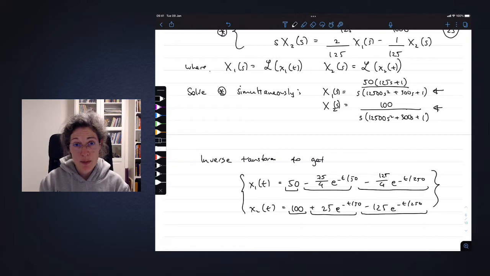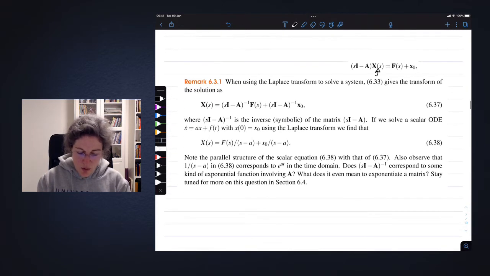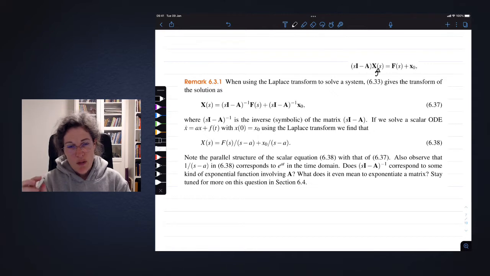So there we go, Laplace transforms. We just get to use everything we spent a whole week learning in a whole new context that works really nicely. So just to make a remark that's going to foreshadow when we talk about the matrix exponential.